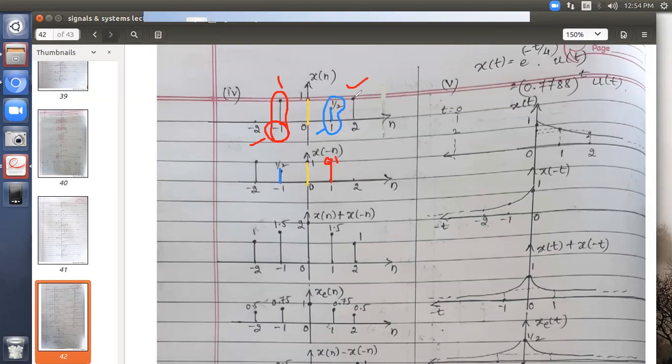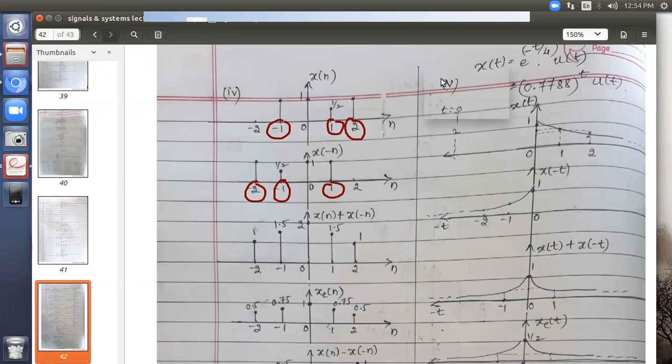Next, at time 2, the amplitude is 1. It is positive. Put a negative sign before it, you will get -2. At -2, draw this amplitude 1. So this is how for each point, put a negative sign before the time: positive time will become negative, negative will become positive. Observe here, -1 has come to 1. 1 and 2 have come to -2 and -1. Times have got negative signs.